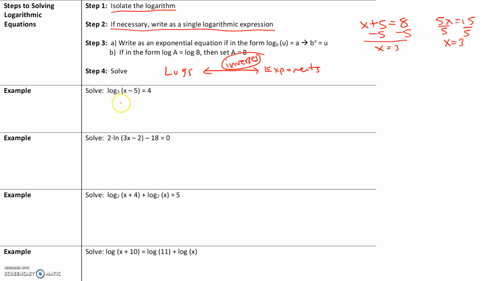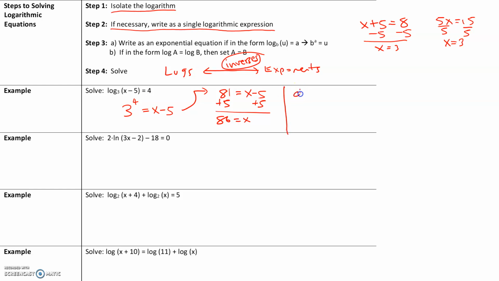So we take 3, which is the base of the log, to the 4th power equals x minus 5. We convert this to an exponential equation using the rules from our previous video. 3 to the 4th power is equal to 81. So we get 81 equals x minus 5. We add 5 to both sides, and we get x equals 86.